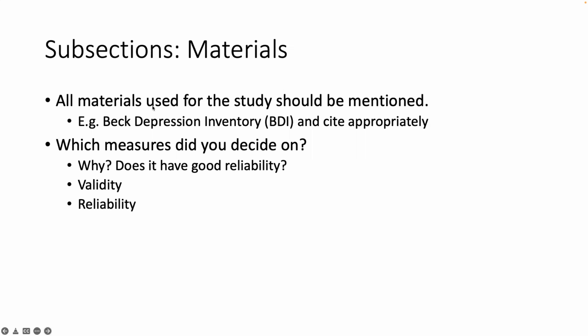Also, in your materials section, this is a subsection within your method section, all materials used should be mentioned. So for instance, the Beck Depression Inventory should be mentioned if you're using depression as a dependent variable, and you should cite it appropriately. So which measures did you decide on? Why did you decide on this measure? Does it have good reliability? Does it have good validity?